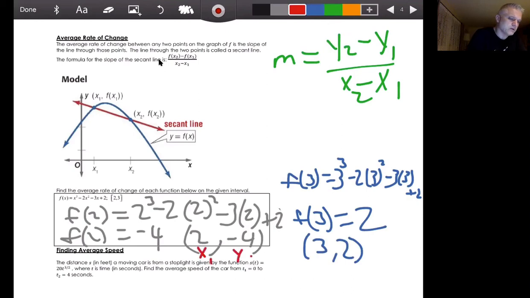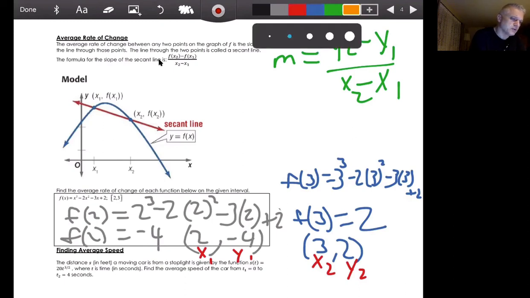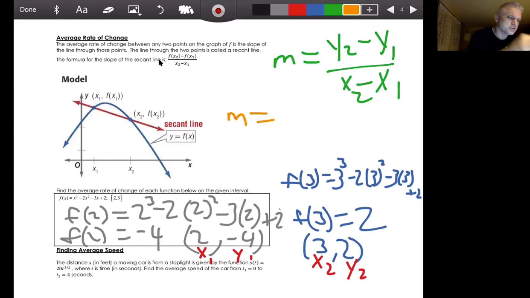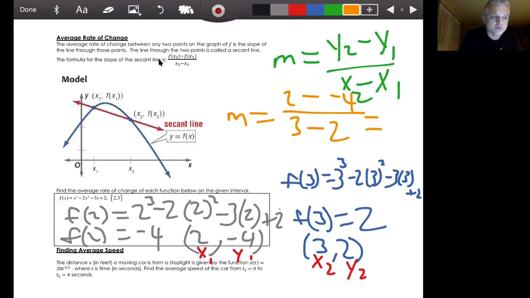x1, y1, x2, y2. We're going to substitute that straight into our slope formula, and we're going to get the slope, or the average rate of change, is y2 minus y1 over x2 minus x1. 2 minus negative 4 is 6. 3 minus 2 is 1. So that's 6 over 1, or just 6. We can put 6 over 1 if you'd like. So the average rate of change over the interval from x is 2 to x is 3 is 6, or 6 units per given unit.